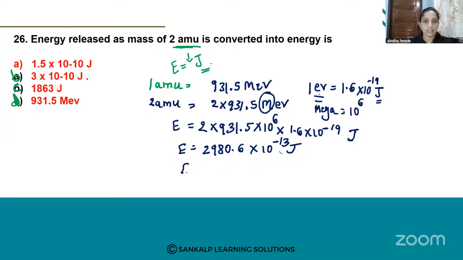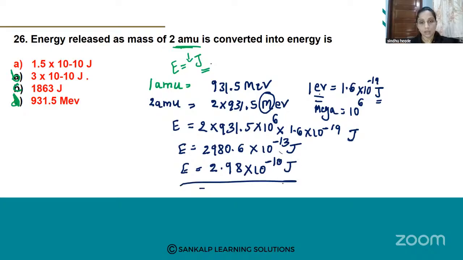So again, E is equal to, ನೋಡಿ ಇಲ್ಲಿ 10 raised to minus 13 ಅಲ್ಲಿ ಯಾವುದನ್ನೂ ಕೊಟ್ಟಿಲ್ಲ ಆಪ್ಷನ್, ಹೌದಾ? Is there any option with 10 raised to minus 13 here? No. So you should convert it to 10 raised to minus 10. 10 raised to minus 10 ಗೆ ಕನ್ವರ್ಟ್ ಮಾಡಿದ್ರೆ 2.98 into 10 raised to minus 10 joules. Now 2 AMU is completely converted into joules. ಈಗ 2 AMU value complete ಆಗಿ joules ಗೆ ಕನ್ವರ್ಟ್ ಆಯ್ತು.